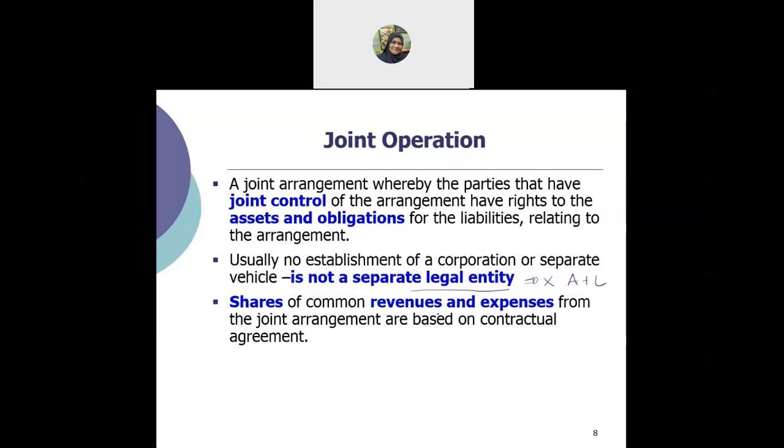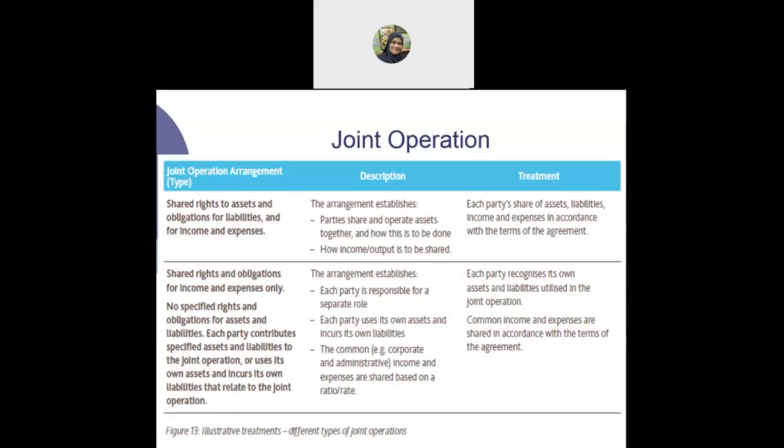Shares of revenue and expense from the joint arrangement are based on the contractual arrangement. It means that A and B can share the revenue and expense, but how much they share is based on the agreement, mentioned in the contract. Okay, this is a type of joint operation, where they share rights to assets and obligations for liabilities and also share the income and expense.